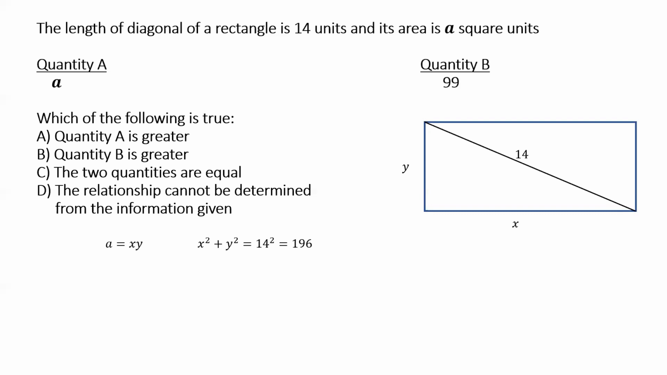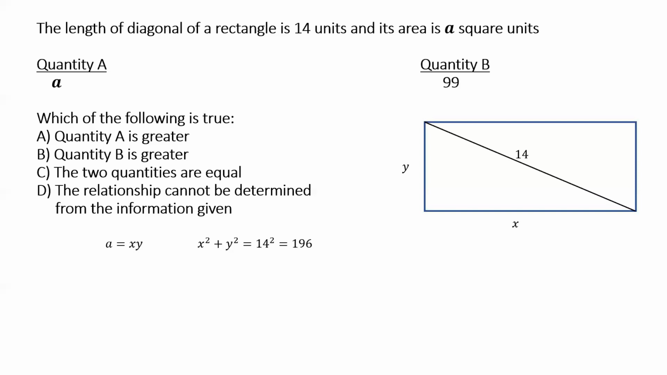So at first glance, it seems like the area can potentially take many different values, because there can be many different combinations of x and y that satisfy x squared plus y squared equal to 196. And this is where option D becomes tricky. So do we simply choose that the relationship cannot be determined, because it seems like we cannot determine the area precisely?